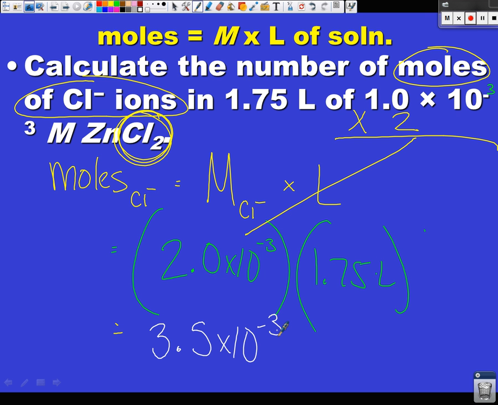Chloride ion. If you wrote Cl, is that accurate? No. Read the question. We need moles of what? Chloride ion, Cl minus. So this is moles of Cl minus. That minus is very important. Yes, ma'am. You're not going to get credit.